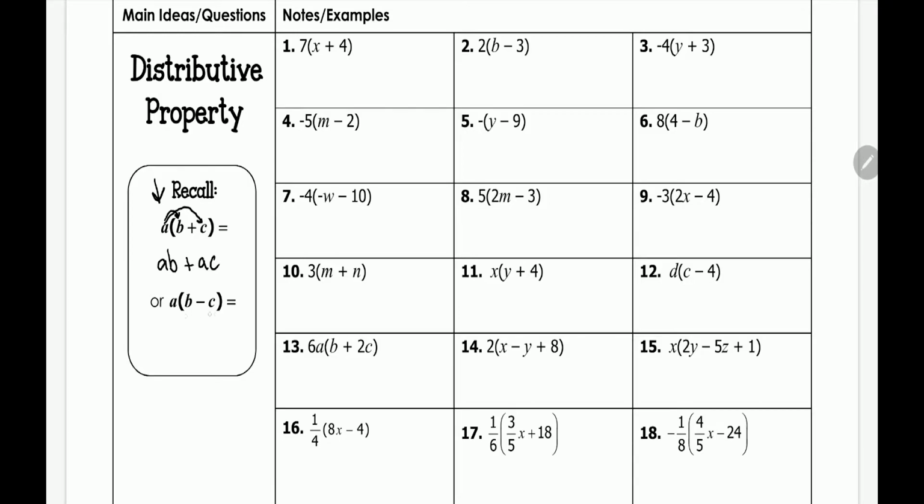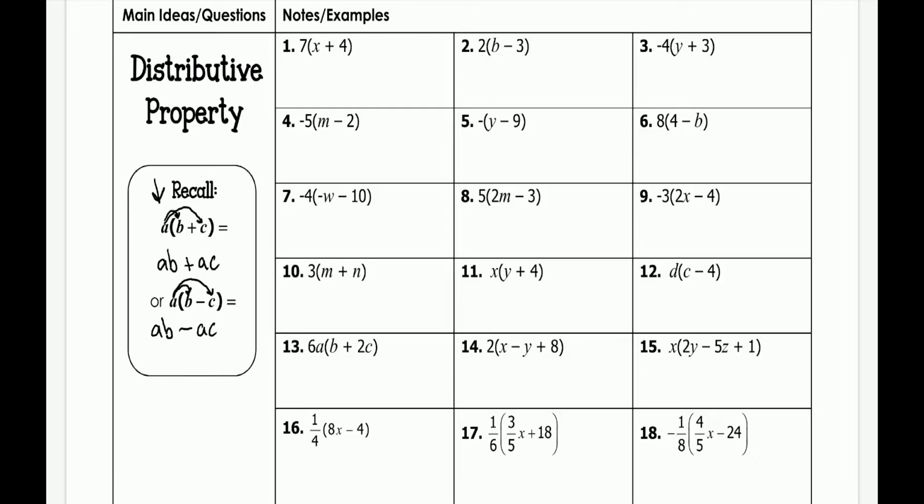Now we also have B minus C. So we can have A times B and A times C. In this case, we'll have AB minus, because the minus sign is inside the parentheses, and then AC. And that's it. We're going to go through some examples, and then further on, we're going to talk about how to use the distributive property to simplify expressions and get them to where they look a lot prettier.